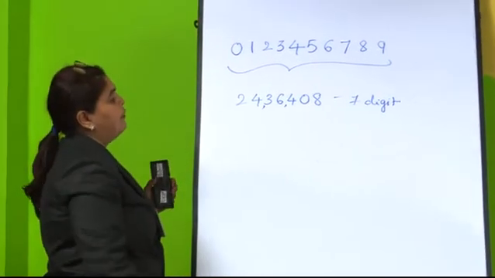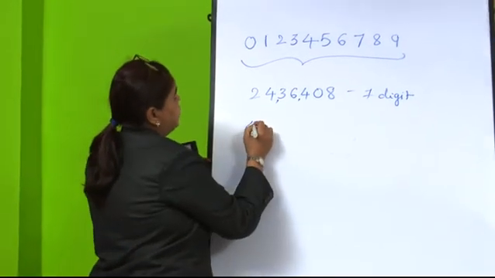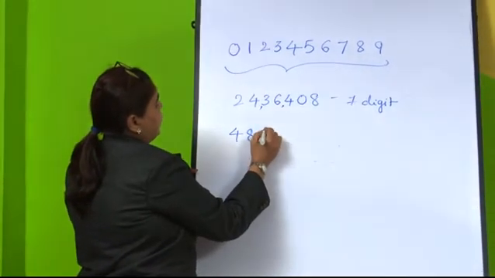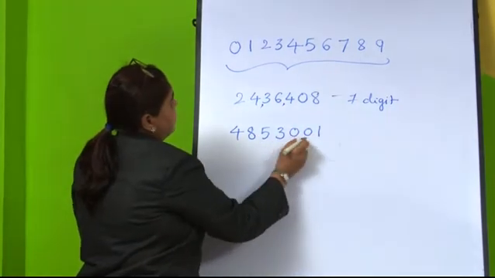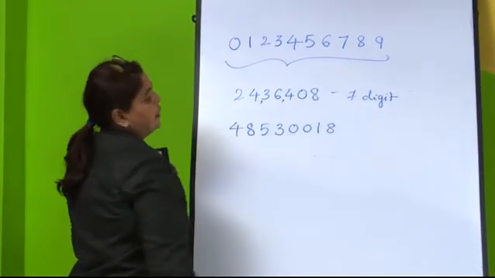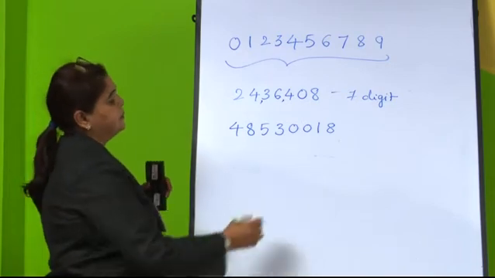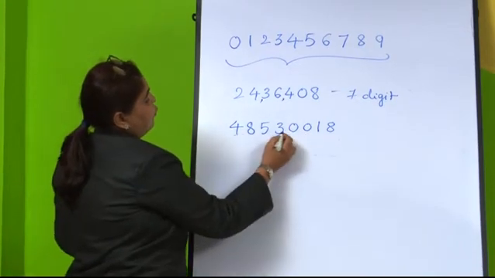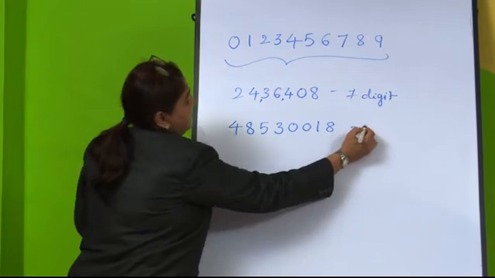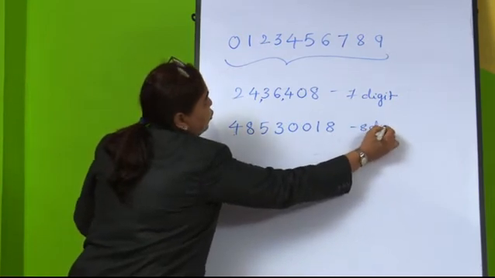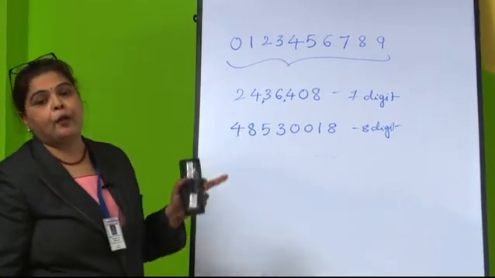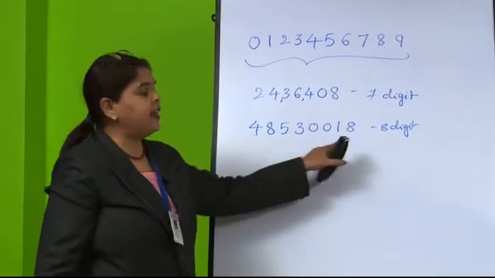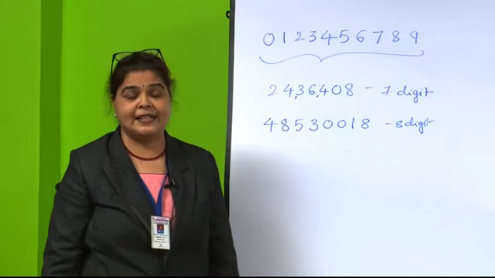Now similarly we will do an 8 digit number. Suppose it is 4, 8, 5, 3, 0, 0, 1, 6, 7 and 8. This is an 8 digit number. Now we have to know the number name of this. Can you read this? No. Yes, you are right.